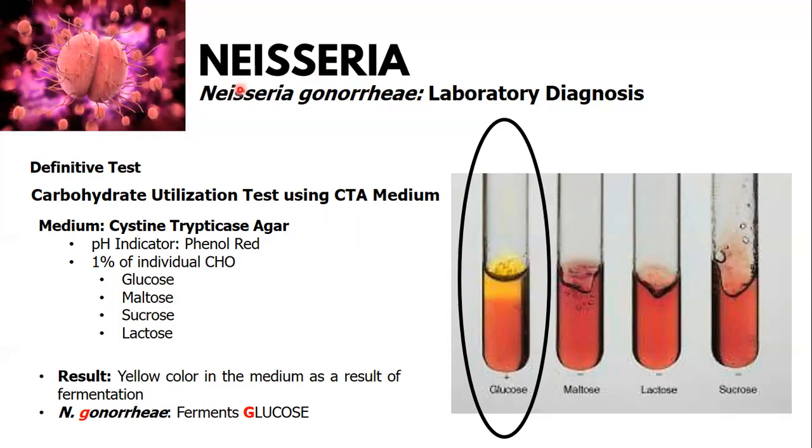For Neisseria gonorrhoeae, take note that they are only able to ferment glucose. And if you have a positive glucose fermentation test using the CTA medium, indicated by the presence of a yellow color in the tube that contains glucose, then this is already definitive for the presence of Neisseria gonorrhoeae. So in this way, we can now speciate and we can now perform antimicrobial susceptibility testing to determine which antibiotics are effective or not effective for the treatment of Neisseria gonorrhoeae.